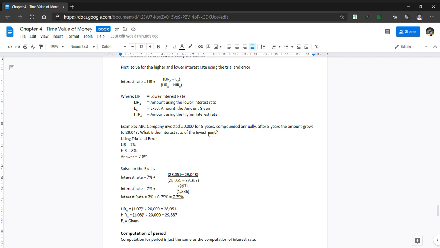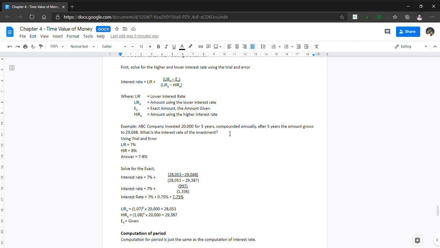So let's try to compute it. Let's try using 7%. So 20,000, right? We will need to compute for the future value using 7%. So the future value factor for a single amount is 1.07, right, raised to 5 years, right? 5 years. So 1.07 raised to 5 to get the future value factor.